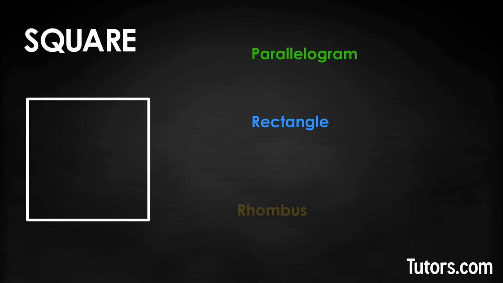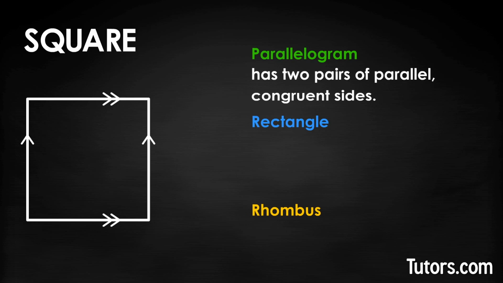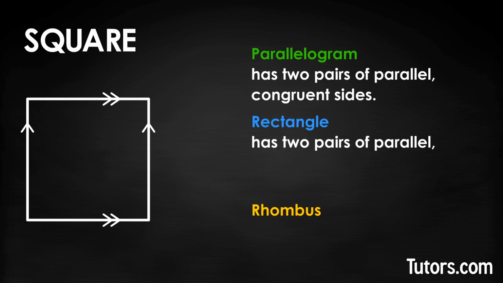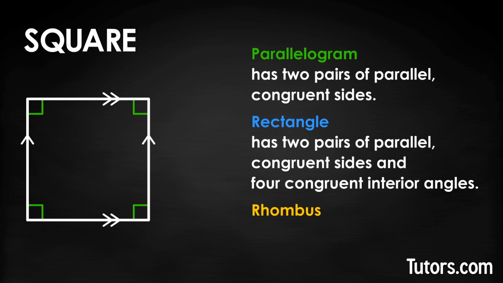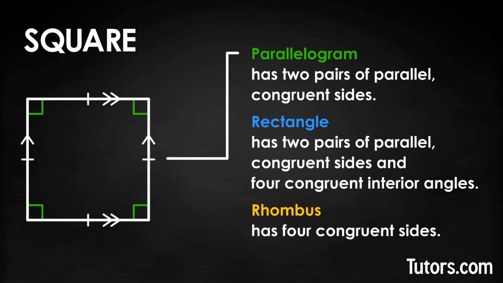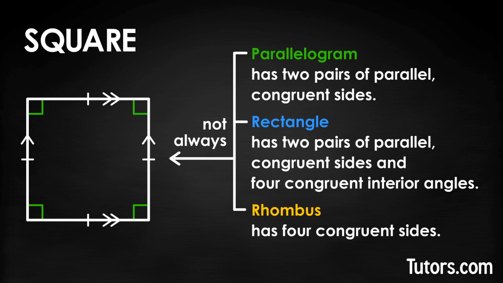The family of quadrilaterals includes many shapes, and a square can be some of them. A square is a type of parallelogram, rectangle, and rhombus. It is a parallelogram because it has two pairs of parallel congruent sides. It is a rectangle because it has two pairs of parallel congruent sides and 4 congruent interior angles. It is a rhombus because it has 4 congruent sides. All squares are parallelograms, rectangles, and rhombi, but not all parallelograms, rectangles, and rhombi are squares.